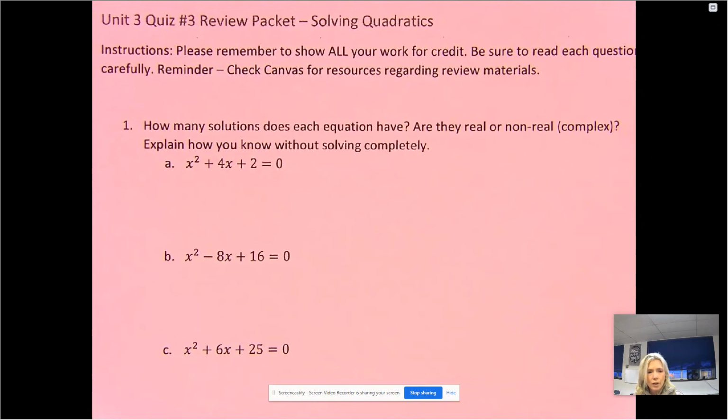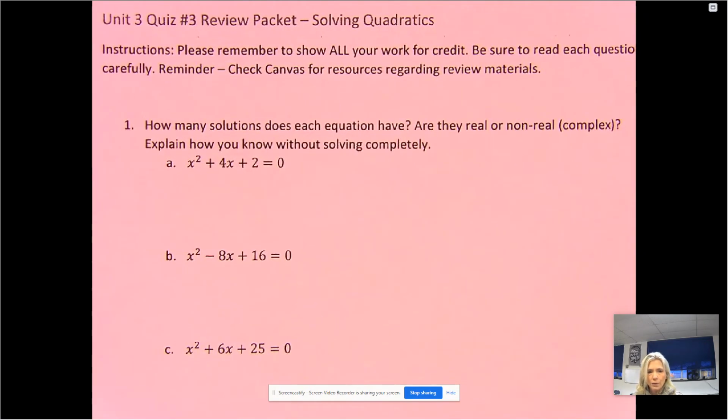So to get started on number 1, talking about how many solutions an equation has, and then are they real or non-real or complex. And then it says, explain how you know without solving completely. And that is key. When that's in the directions, you really have to do that. You can't just go solve it and say, well, I found 2 or I found 1. You have to actually show that you understand why there's a certain number of solutions.